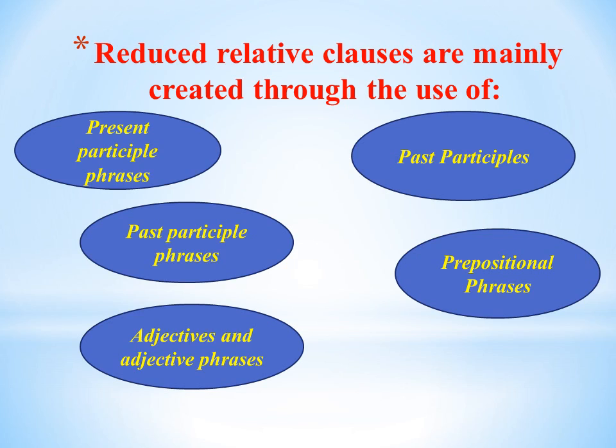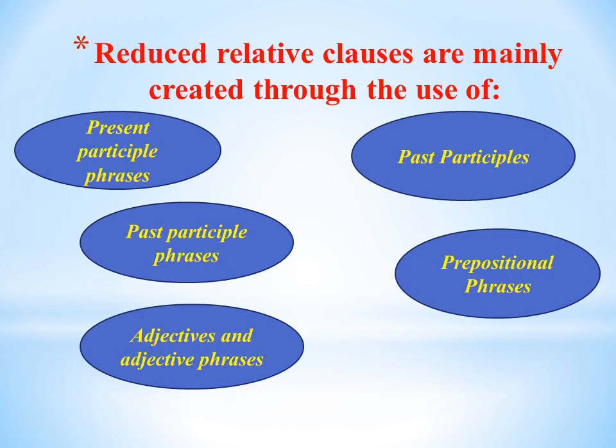Reduced to a past participle. Remove the relative pronoun. Remove the verb to be. Place the past participle before the modified noun. Examples. The desk which was stained was antique. Reduced. The stained desk was antique.